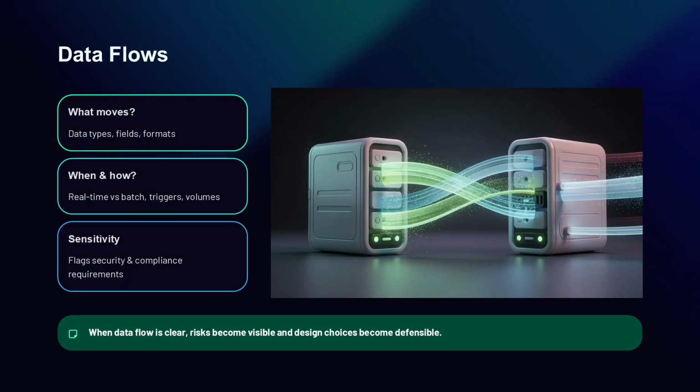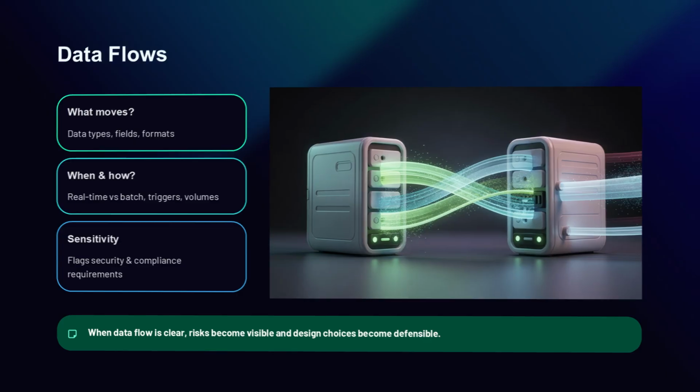With purpose defined, you now make data flows explicit. You describe what data moves across the interface, whether it is real-time or batch, the direction of flow, the triggers, and the expected volumes. You also highlight sensitive data and critical data because data sensitivity changes security requirements and compliance expectations. When data flow is clear, risks become visible and design choices become defensible.